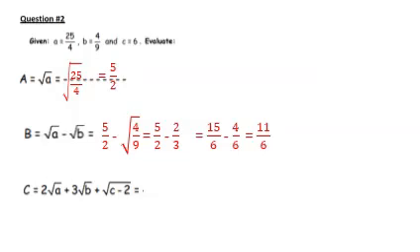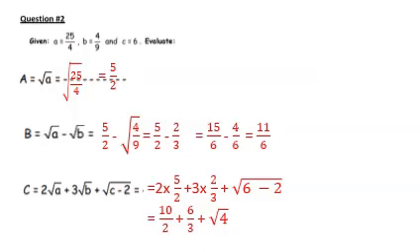Now we need to calculate C, which is 2 radical A plus 3 radical B plus radical C minus 2. Radical A and radical B, both of them, we already calculated them. Radical A is 5 over 2 multiplied by 2. Radical B, it's 2 over 3 multiplied by 3. And radical C minus 2. So you can solve it very easily. As you can see, it's 10 over 2 plus 6 over 3 plus radical 4. So it's 5 plus 2 plus 2, which is 9.